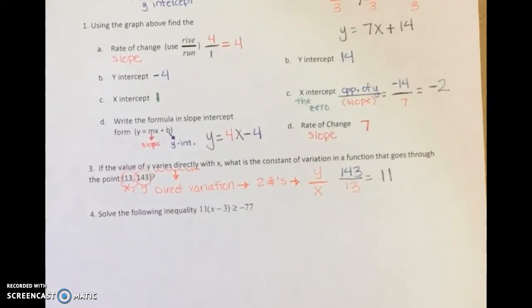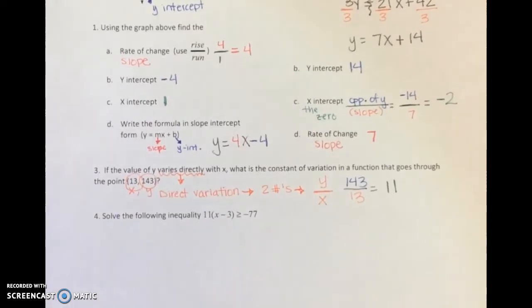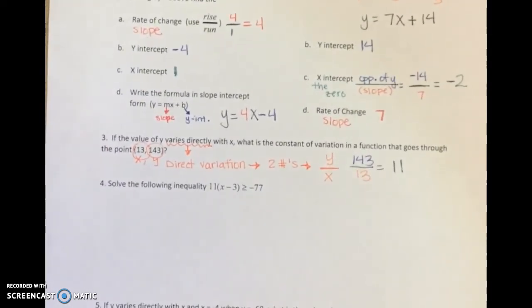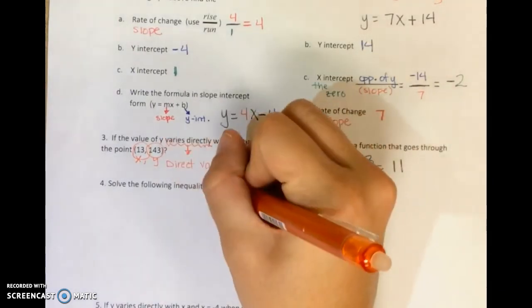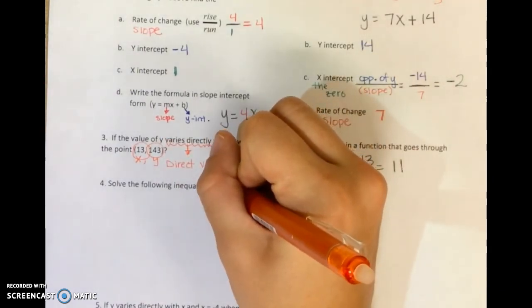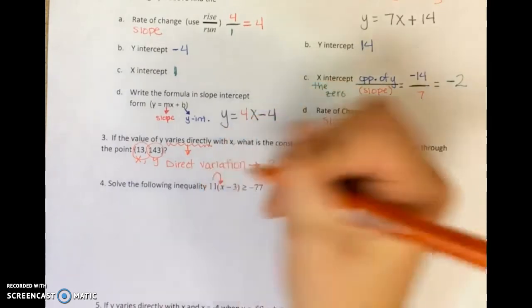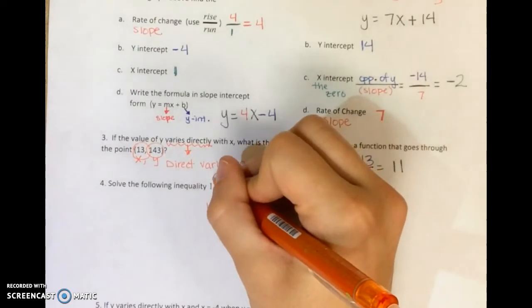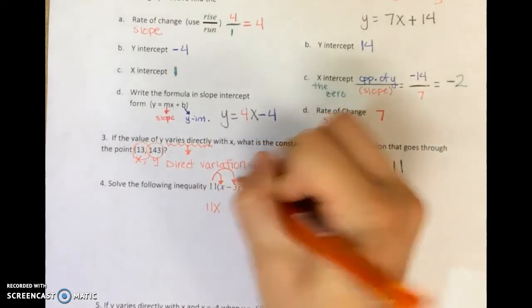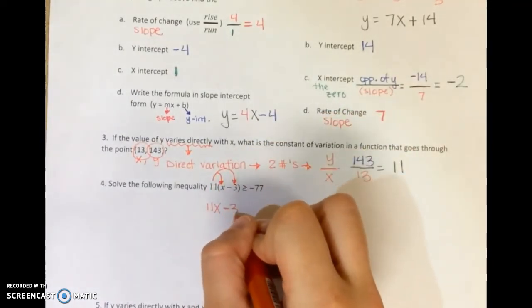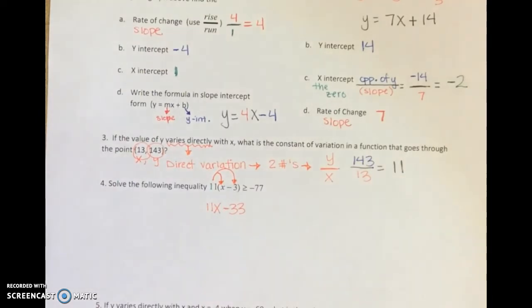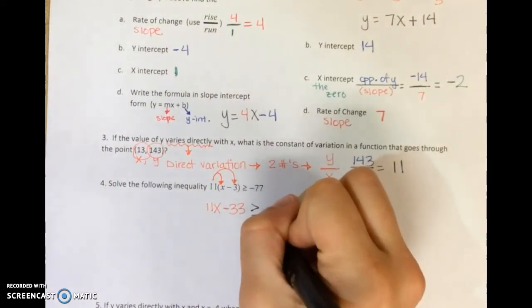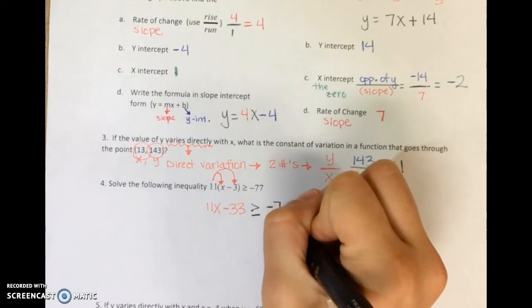Number 4 wants you to solve the following inequality. So to solve this inequality, I notice that I have parentheses. The first thing I have to do is distribute. 11 will multiply with x, and that gives me 11x. And then 11 multiplies with negative 3, and that gives me negative 33, is greater than or equal to negative 77.